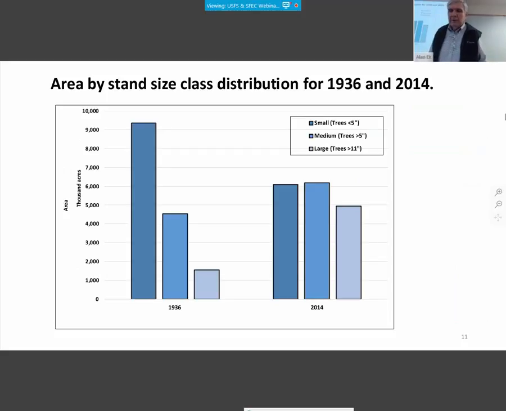If we look at then some of the differences between 1936 and today, if we look at area and we have thousands of acres on the y-axis and the 2 years on the x-axis, this is what our forests looked like in 1936.